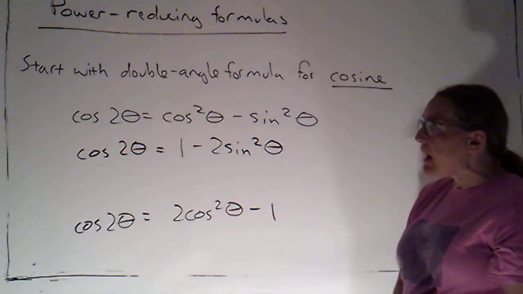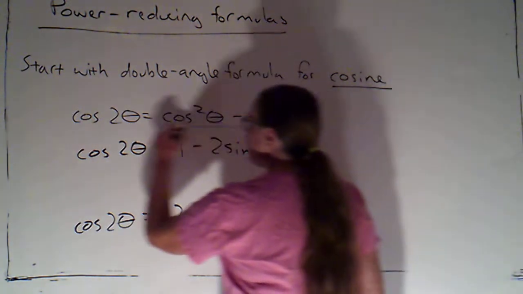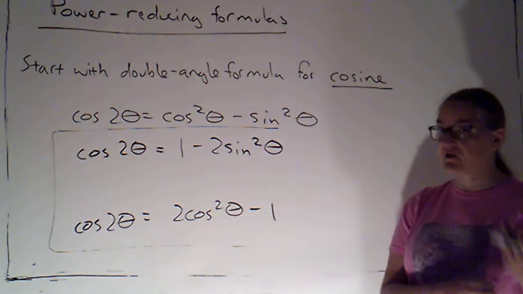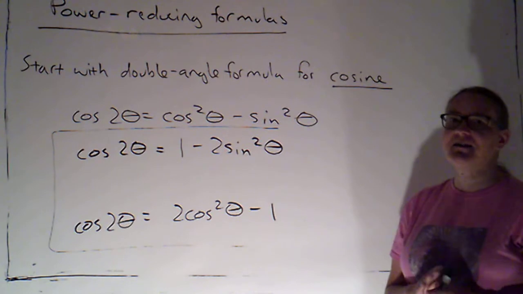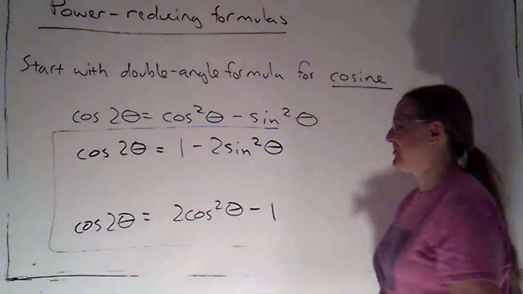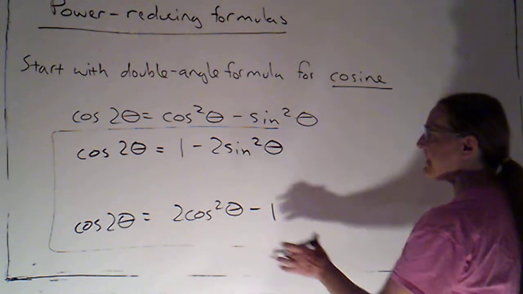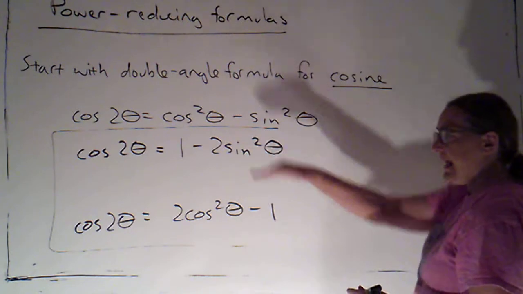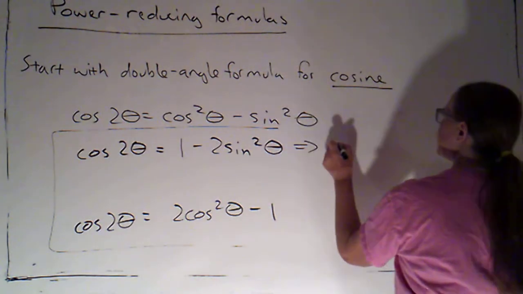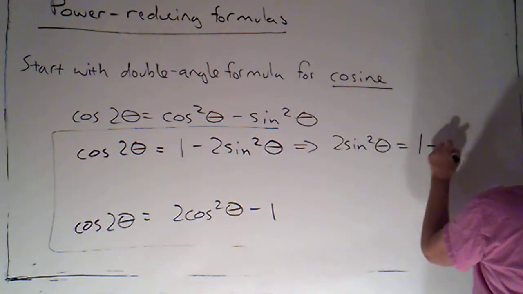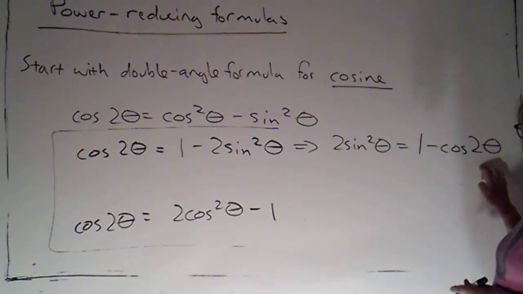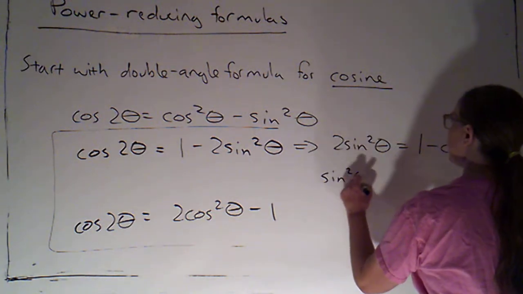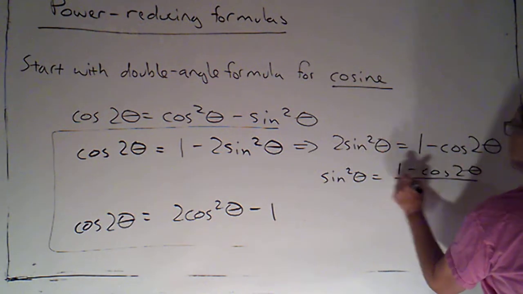So all the power reducing formulas are going to do is take these 2 versions of the double angle formula for cosine, which give me a relationship between either sine or cosine squared and cosine to the first power evaluated at 2 theta, and solve it for the trig function squared. Because I prefer to have my sine squared positive, I'm going to add over the sine squared and subtract over the cosine 2 theta. This gives me that 2 sine squared theta is equal to 1 minus cosine of 2 theta. Then to solve for sine squared theta, I would simply divide by 2. So sine squared theta is equal to 1 minus cosine 2 theta all over 2.